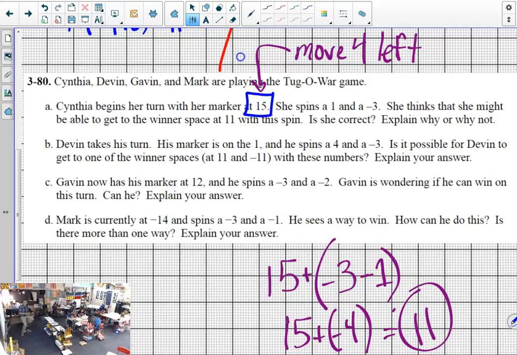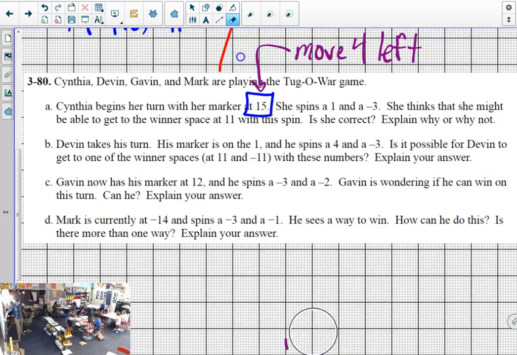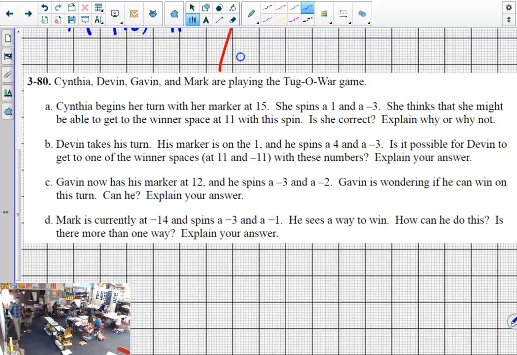Will, what about Devin? His marker's on 1. So you have to add it. This gives you 11? Oh, no. Blech.